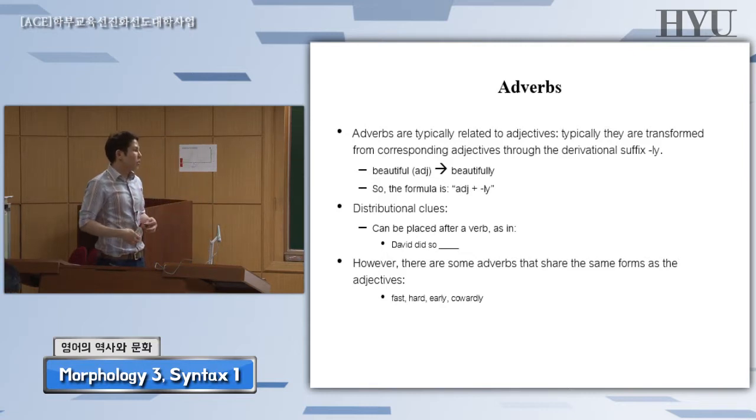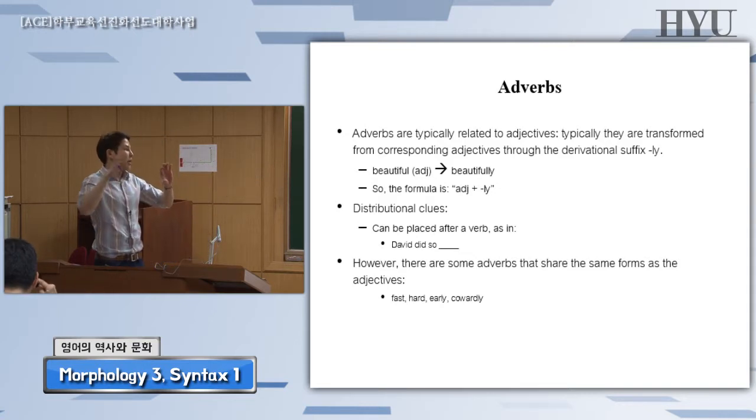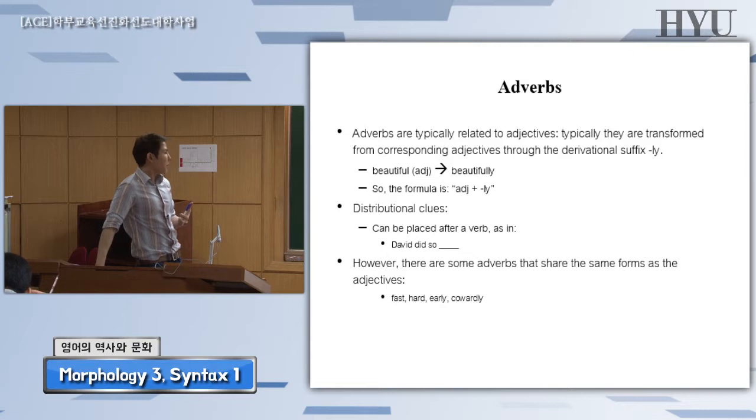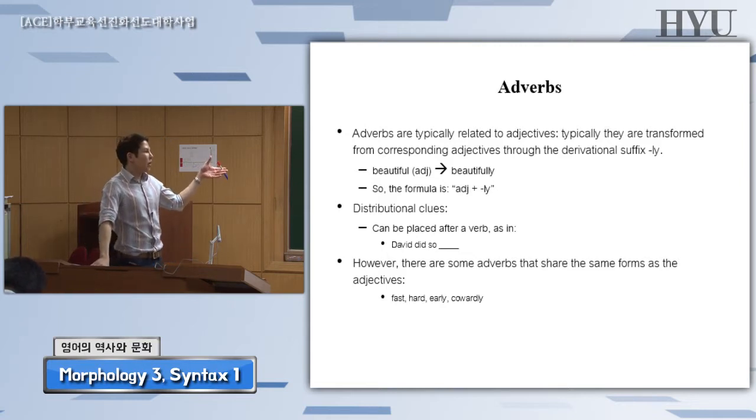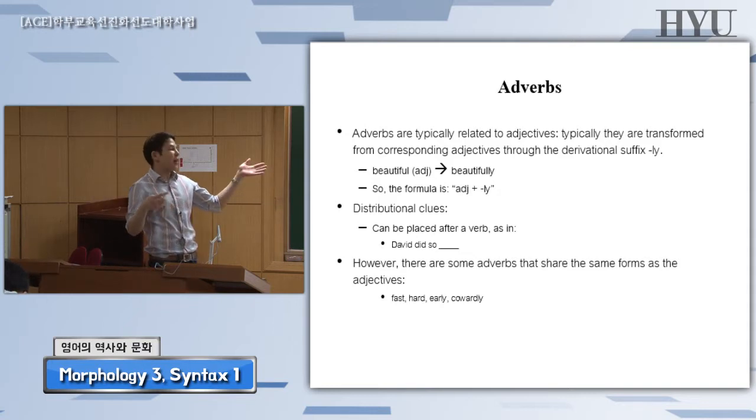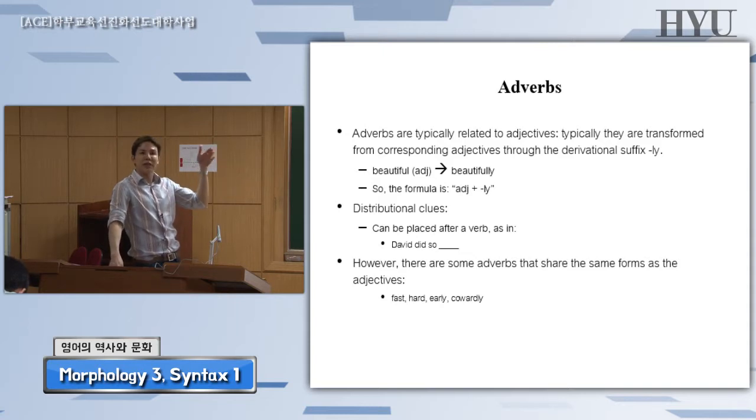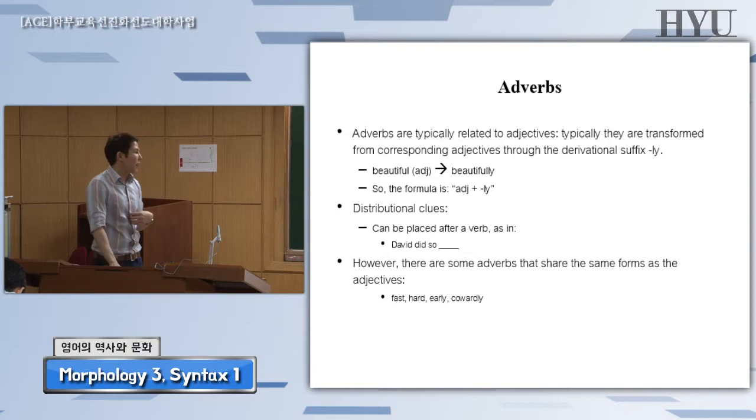And for the distributional clues, you could use this diagnostic test. David did so beautifully, did so awfully, like that, did whatever, okay? But be careful, there are some adverbs that look like adjectives, like fast, you don't have fastly, right? So fast could be an adverb or adjective, you have to do the test, okay? David did so fast, you can do that. David drove fast, like that. And you have a fast train, for example. So fast could pass both diagnostic tests. So you say that fast could be both an adjective and an adverb, like that.